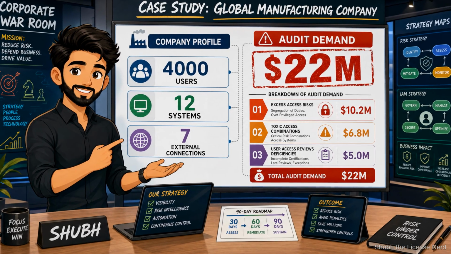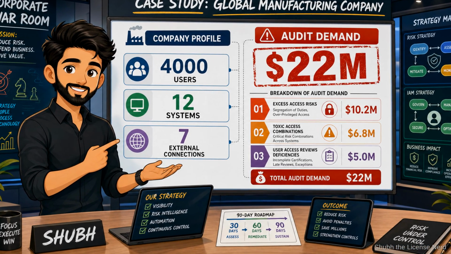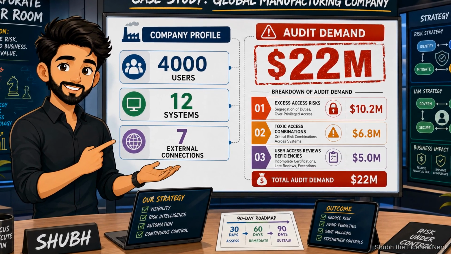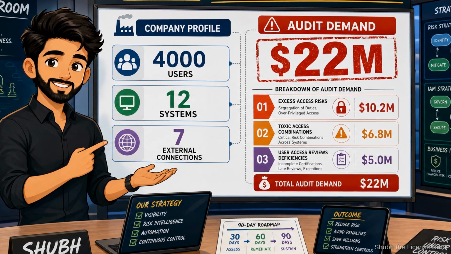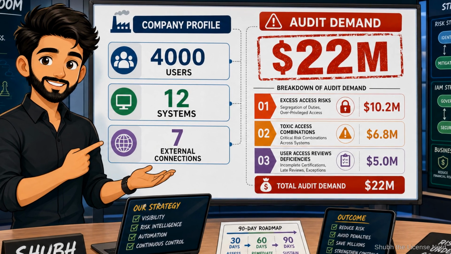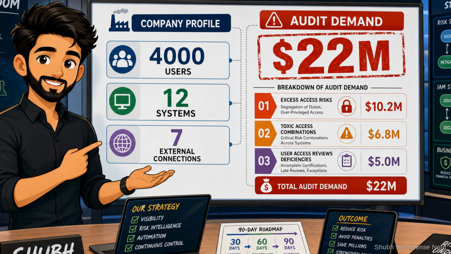Let me show you a complete SAP ELP case study. A manufacturing company. 4,000 SAP users across 12 production systems. 7 external systems connected to SAP including Salesforce, a customer portal, and an EDI platform. SAP audit demand, $22 million. $14 million for indirect access through the customer portal with 60,000 users. $5 million for user classification violations. $3 million for package compliance gaps.